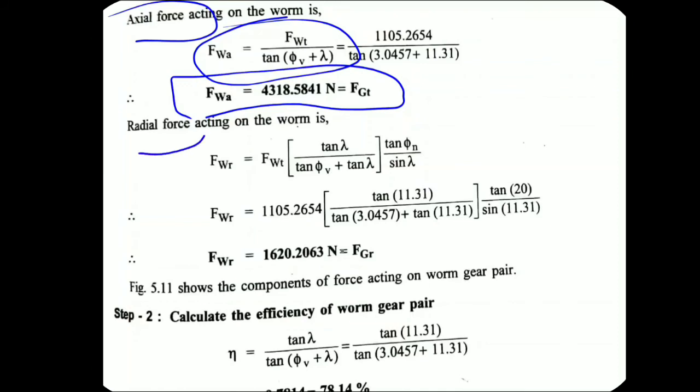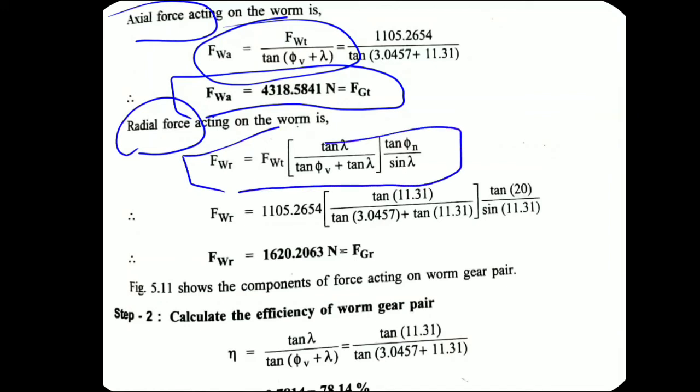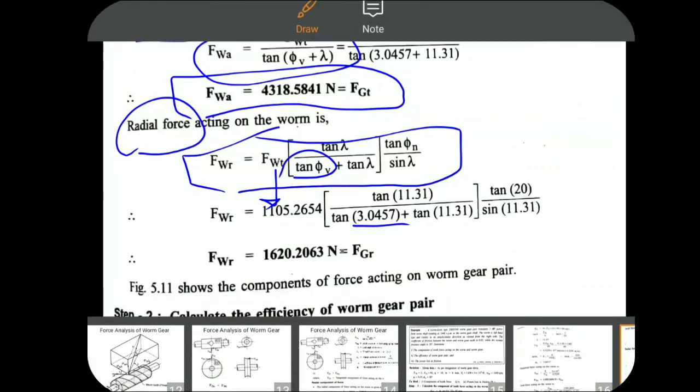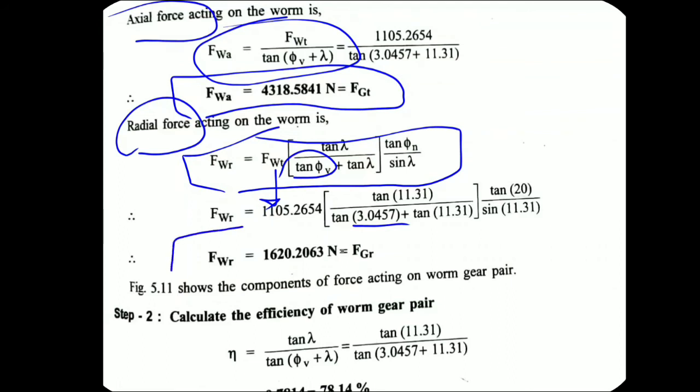Now the last force is the radial force. We know the equation, FWR is equal to tangential force into tan of lambda divided by tan of phi v plus tan of lambda into tan of phi n, the pressure angle, that is normal, divided by sine of lambda. Just put the value, we know all the things. Many times what happens, the students calculate tan phi v. No, you just calculate phi v and use it, clear. So from this we'll get the radial force on the worm equal to 1620.2, which is equal to the radial force on the gear, equal and opposite toward the center, correct.